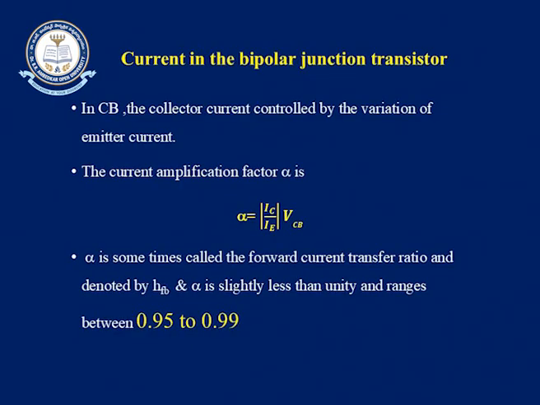Next we will see current parameters. We are using two current parameters, alpha and beta. This alpha is used for common base configuration. What is the definition of alpha? Alpha is the current amplification factor, alpha equal to IC by IE, collector current by emitter current at constant VCB.